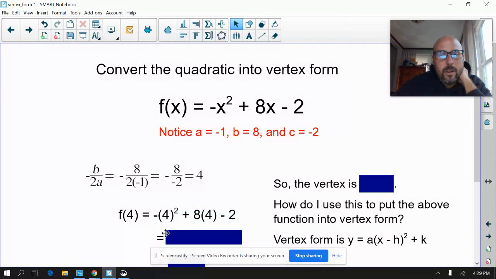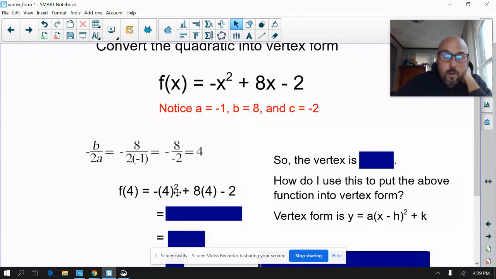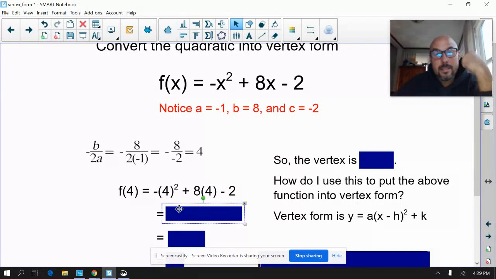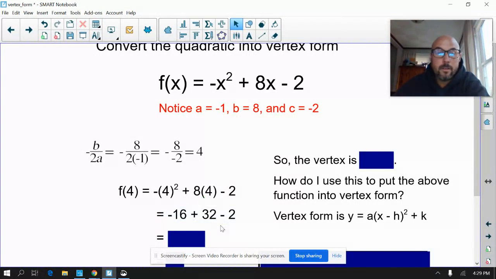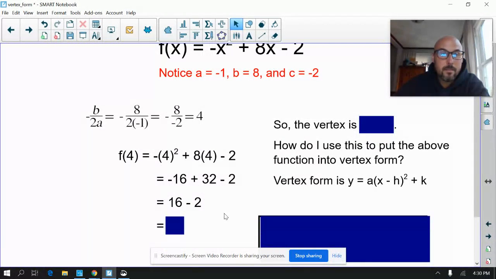So this is negative 4 squared. So you have to square the 4 first, then multiply it by negative 1. So that's going to be 16 times negative 1, which is negative 16, plus 32 minus 2. Well, that's positive 16 minus 2, because negative 16 plus 32 is 16, and you get 14.